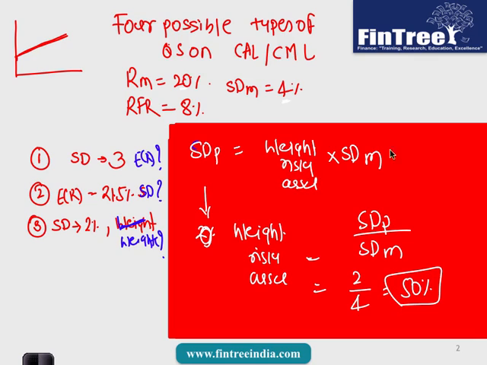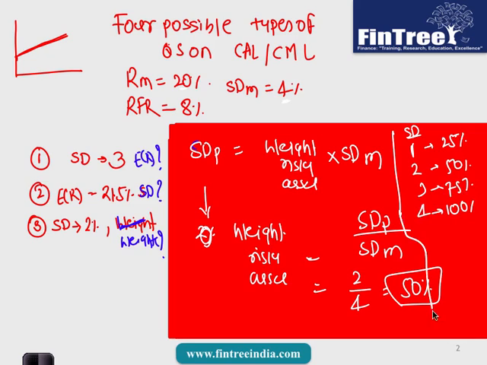Now if client wanted to take standard deviation of 1, then weight would be 25%. Standard deviation 2, weight would be 50%. 3 would be 75%. At 4 he is 100% into market. At 5 it is now a borrowing portfolio. At 6, 150%. We just keep on doing the proportionate calculations.